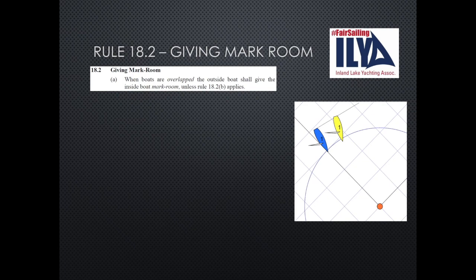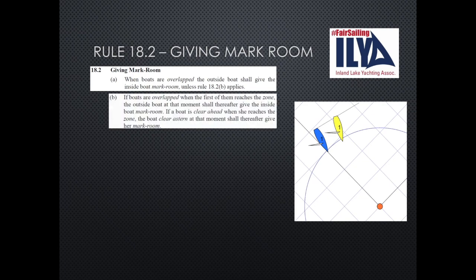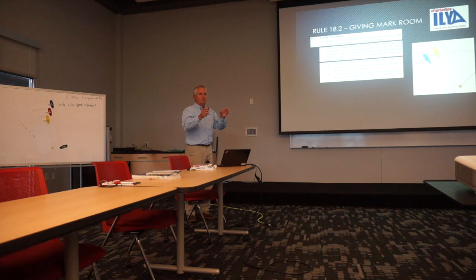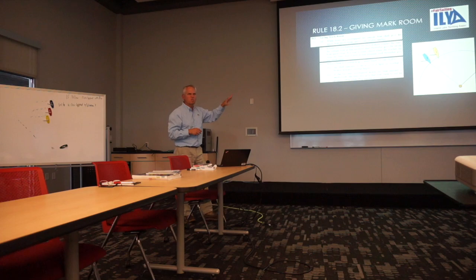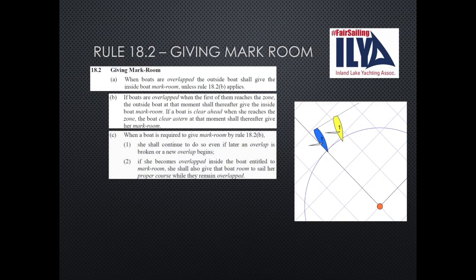In 18.2b, when a boat is required to give mark room, she shall continue to do so even if an overlap is broken or a new overlap begins. So what that says is, think of a snapshot right when the boat hits the zone. Whatever the answer is there is the answer that sticks through the whole rounding. Doesn't matter if somebody speeds up or slows down once that first boat's in the zone. Okay, and we'll see some scenarios that show that more clearly.